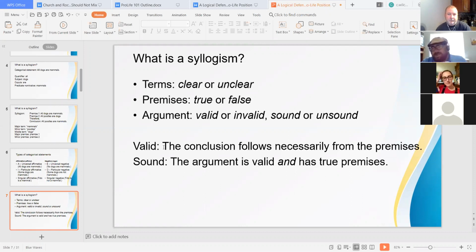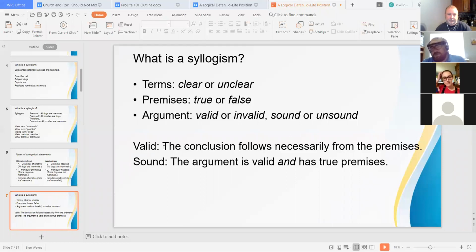So when we talk about terms, your terms are either clear or unclear, and your premises are either true or false. So your terms cannot be true or false. Your argument can't be true or false. Your terms can only be clear or unclear. Your premises can't be clear or unclear. They can't be valid or invalid. They can only be true or false. And by the same token, your argument can only be valid or invalid, sound or unsound.